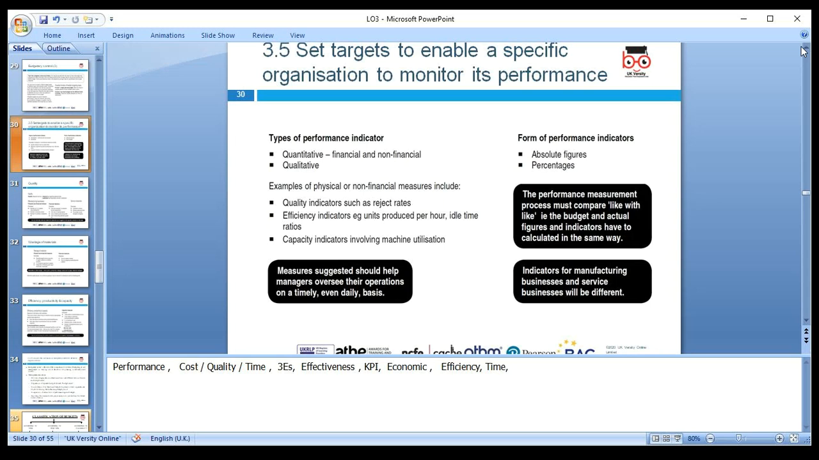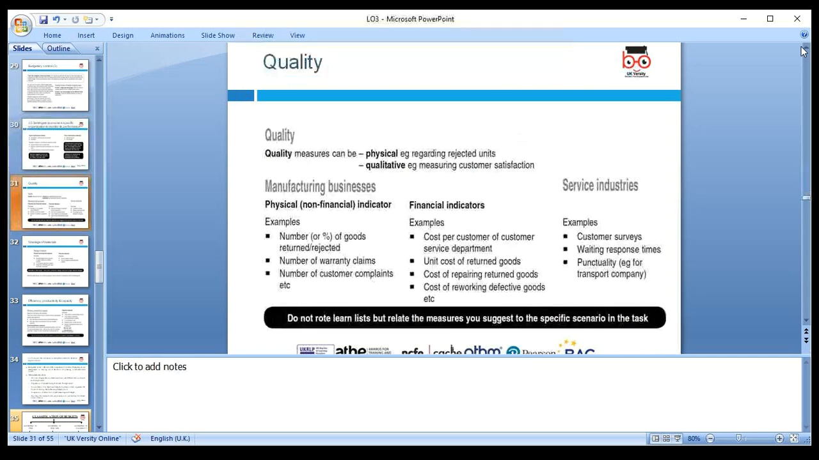Types of performance indicator: we can look at quantitative, which is financial and non-financial, and qualitative, where we're looking more at quality. We can look at absolute figures, examples of quality indicators such as rejected rates, efficiency indicators such as units produced per hour, idle time, and capacity indicators involving machine utilization, how effectively we use the machine.